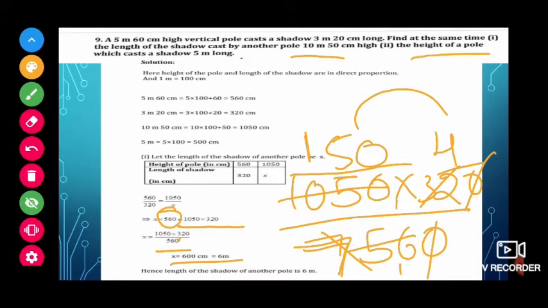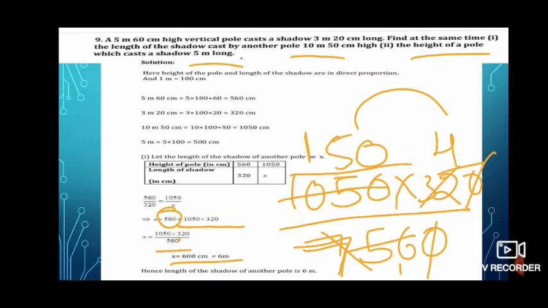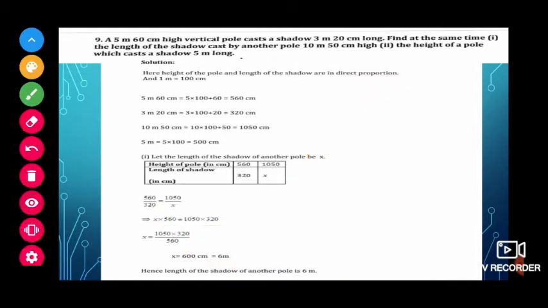One more question is there. Here if they are giving the shadow length only 5 meters, then what will be the length of the pole? Okay, now we will see the second question. Actually, the second question is for your work, but I will teach you how to do it. Here, we have to find the height of the pole.